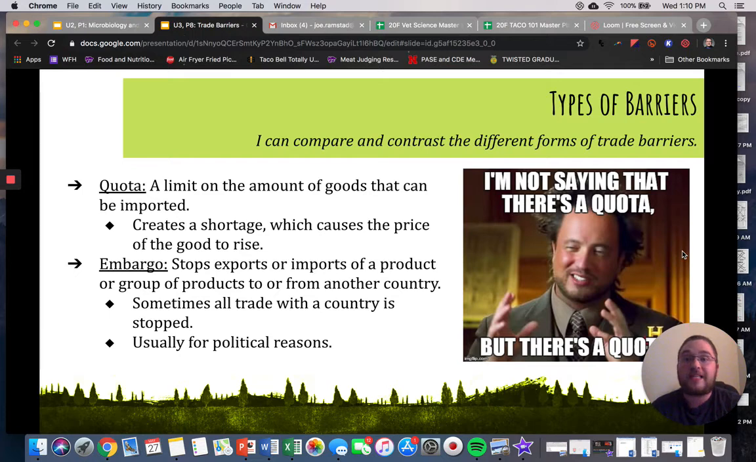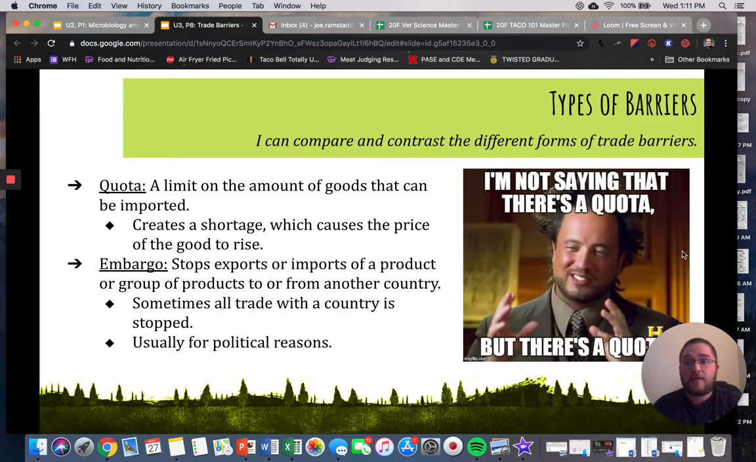Here, a quota is a limit on the amount of goods that can be imported to a country. So this generally creates a shortage, which causes the price of the good to rise, right? Because we know that if there's a shortage, the goods are going to be scarce. Therefore, people are going to be more willing, not necessarily able, but more willing to pay a higher price generally because it's a luxury or not as common a good.